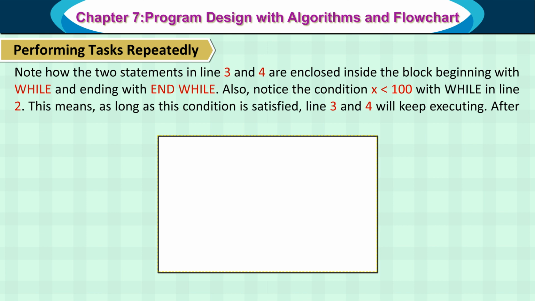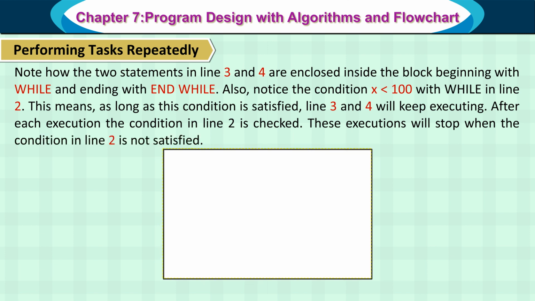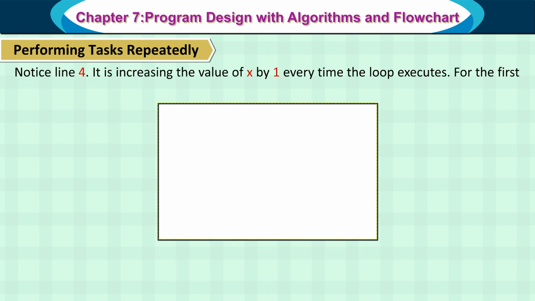This means as long as this condition is satisfied, lines 3 and 4 will keep executing. After each execution, the condition in line 2 is checked. These executions will stop when the condition in line 2 is not satisfied. Notice line 4. It is increasing the value of x by 1 every time the loop executes.